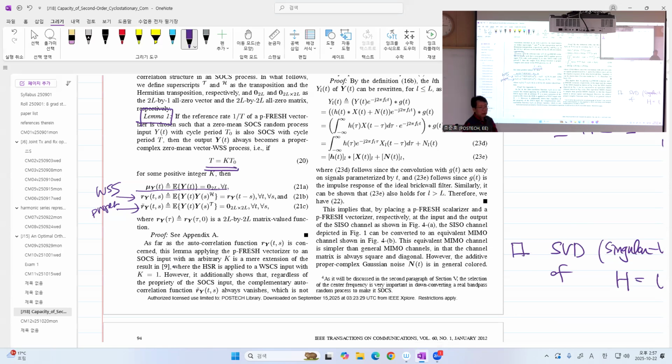The first one, this pfresh vectorizer stationarizes the random process. So the output is a Wiss stationary vector random process. Second, the output vector random process has zero pseudo autocorrelation. And third, this result holds for any choice of capital T that corresponds to some integer multiple of your cycle period. Got it? And the proof appears in the appendix.